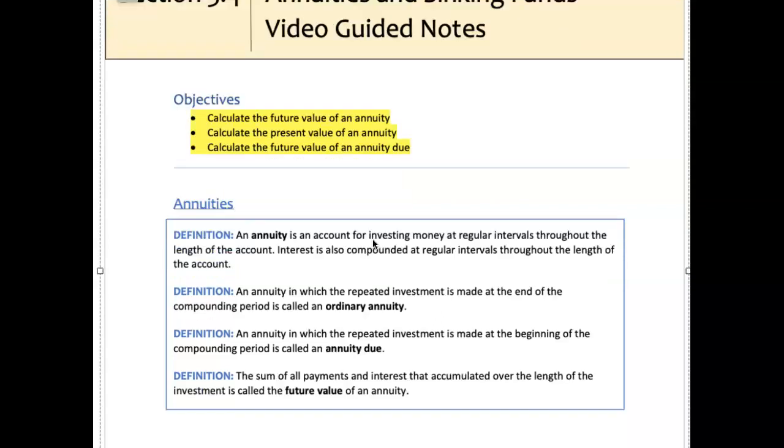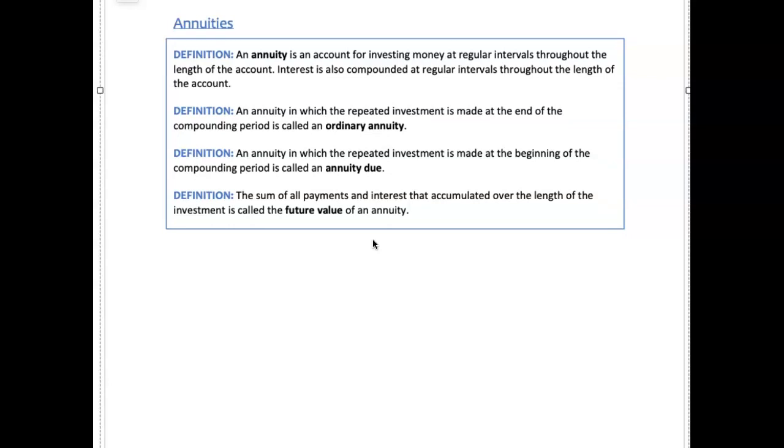Before we begin, some definitions. An annuity is an account for investing money at regular intervals throughout the length of the account. Interest is also compounded at regular intervals throughout the length of the account. So an annuity contrasts from a regular savings account in that an individual does not need to have a large lump sum of money at one time to start an annuity.